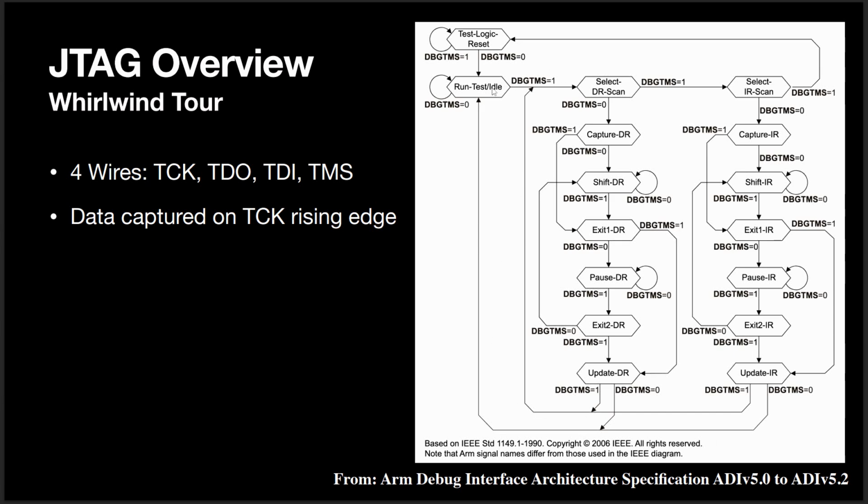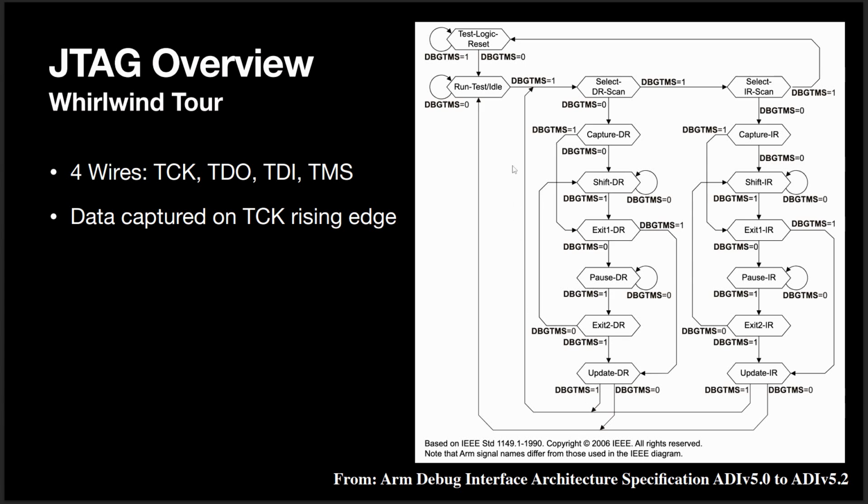And then when we want to shift the actual value in, we come to here, shift DR, we put our data in here, and then we go back to run test idle. The important thing to note here is that data only takes effect when we go from shift DR into run test idle. So we can do whatever we want, but as long as we don't take this path, the machine won't actually take effect.